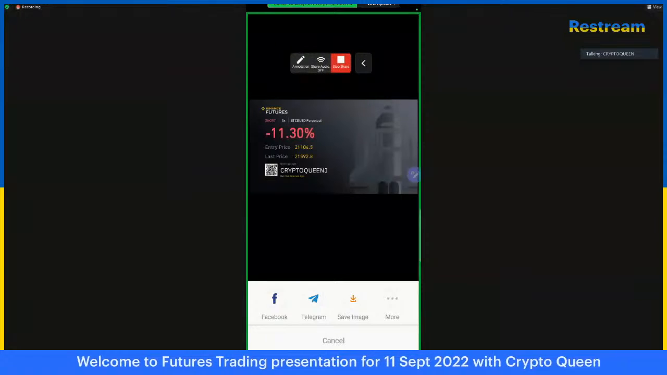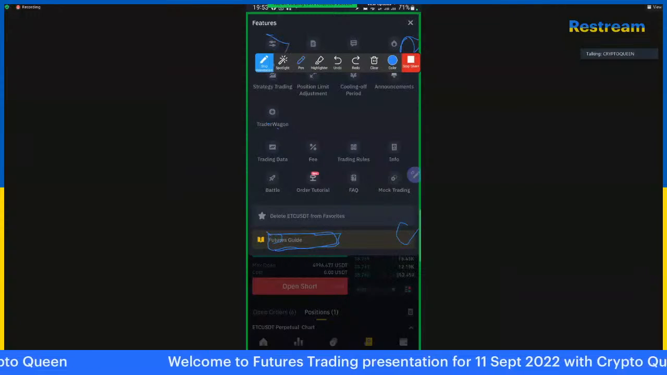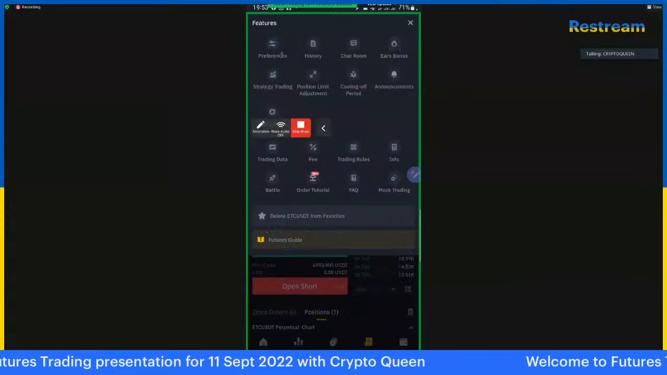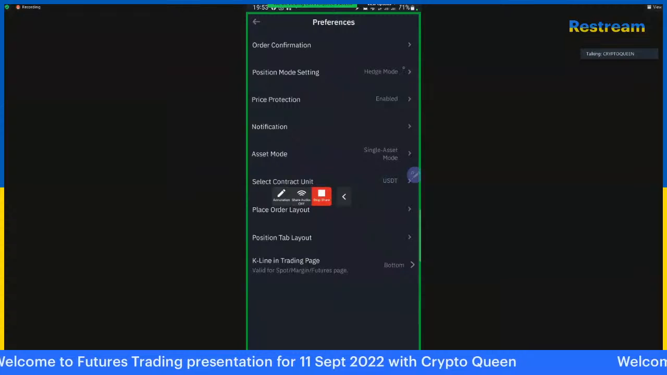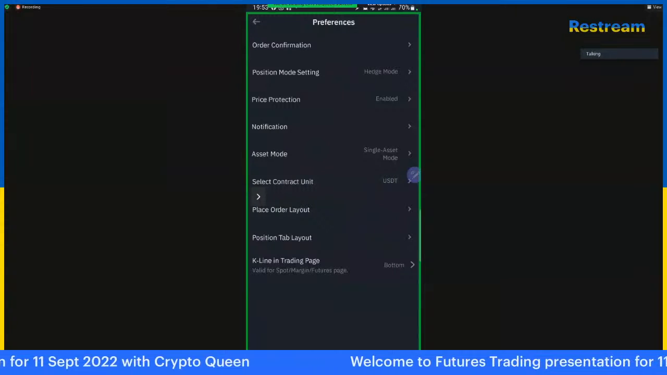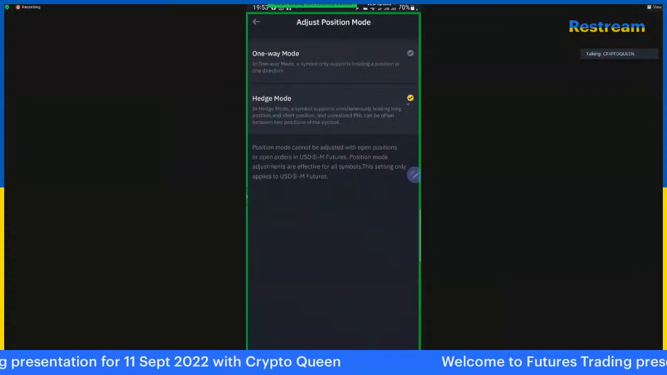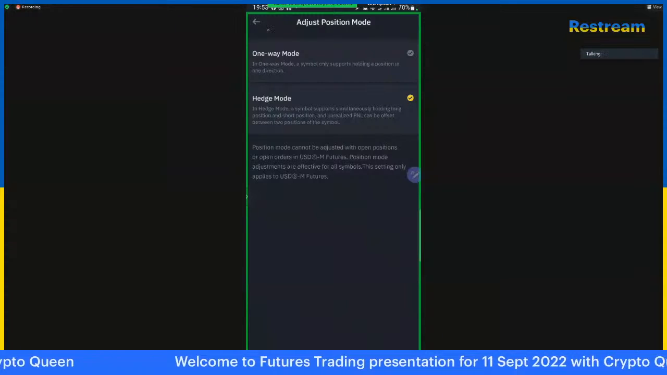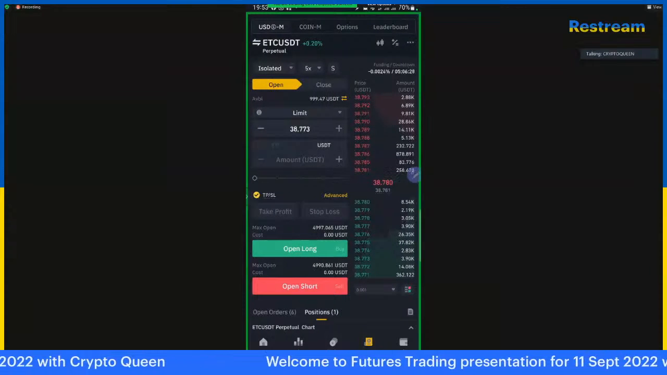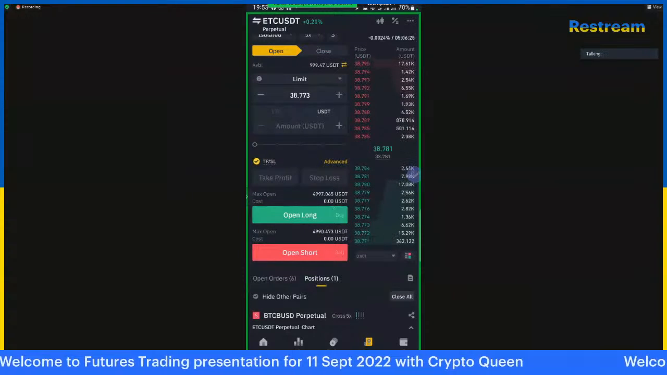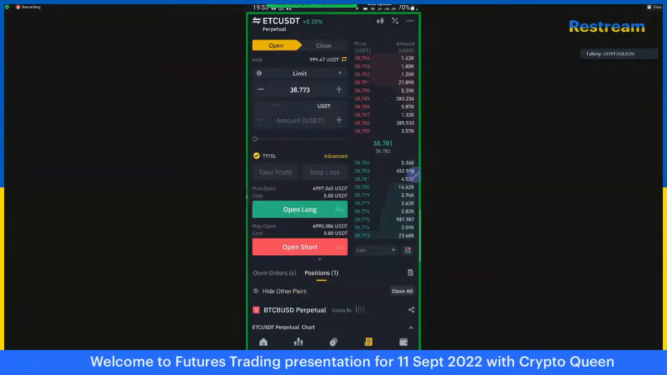So moving on, to change to hedge mode, once you tap here, then you click on preference here. Once you click on preference, I'm already on hedge mode. I can't even switch to one-way mode. There's no need trading with one-way mode because it doesn't have any advantage over hedge mode. If you are running on one-way mode, tap here to change it to hedge mode. Once you change it, you come back and your button will now be like this. If it's not in hedge mode, your interface will look different from mine. So so far so good.